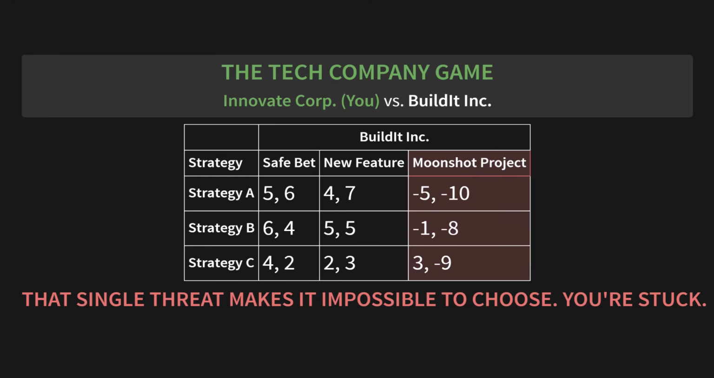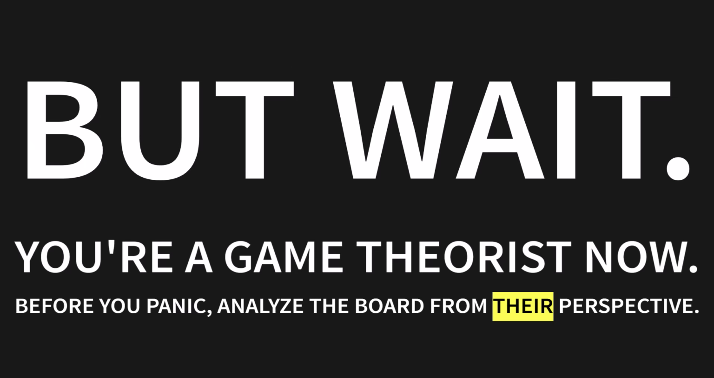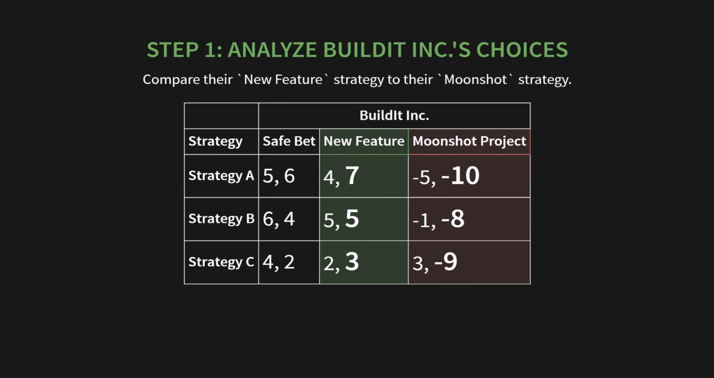You're stuck. But wait, you're a game theorist now. Before you panic, you're going to analyze the board from their perspective. Okay, step one, let's analyze Build It Inc.'s choices. Look at their payoffs and compare their new feature strategy to their moonshot strategy. Let's go row by row.